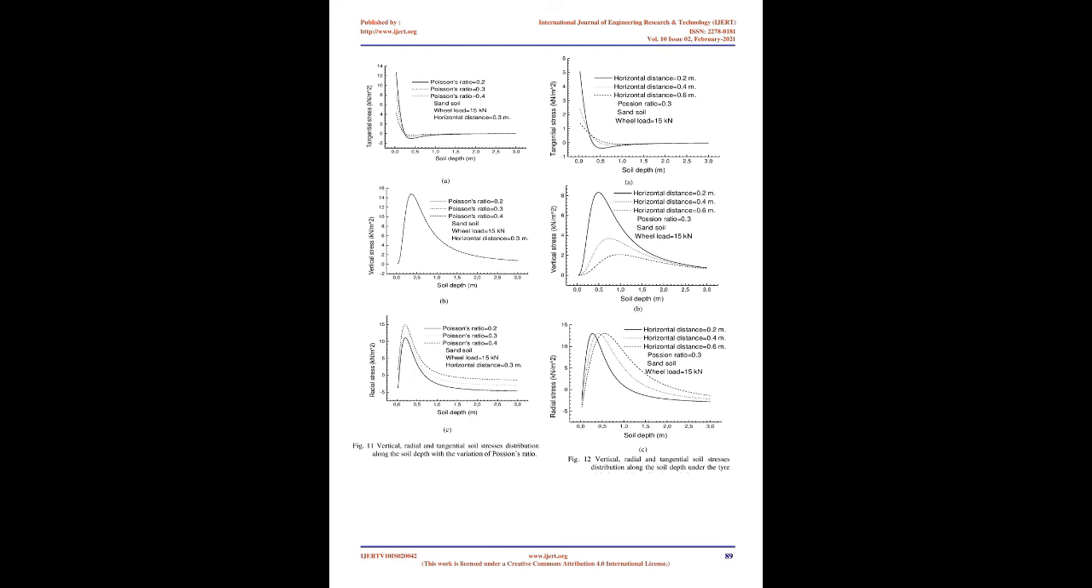The horizontal distance effect on soil stresses can be seen in Fig 12, A, B, and C. At a Poisson ratio, the horizontal distance ranged from 0.2 m to 0.6 m in sand. The vertical stress decreased while the radial stress increases as the horizontal gap is increased. The direction of the highest stress peak is also modified with different amounts of horizontal distance.